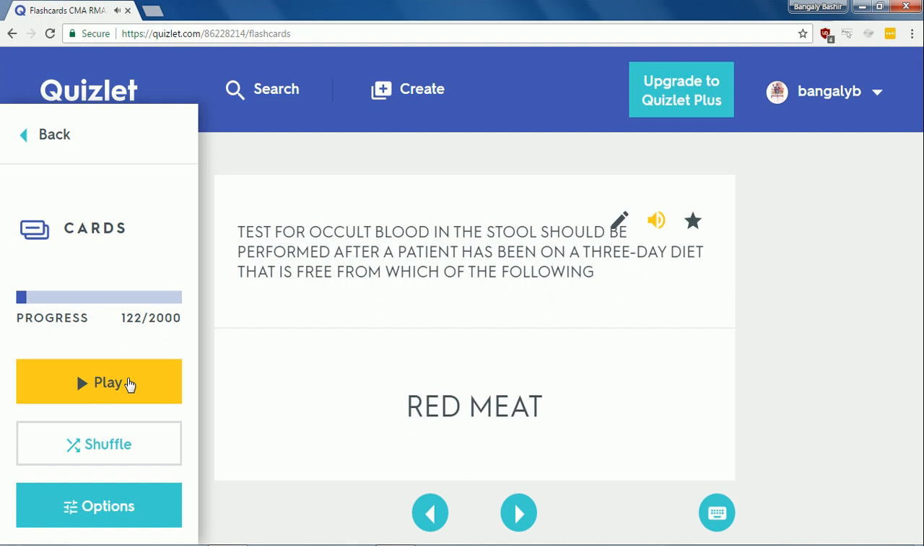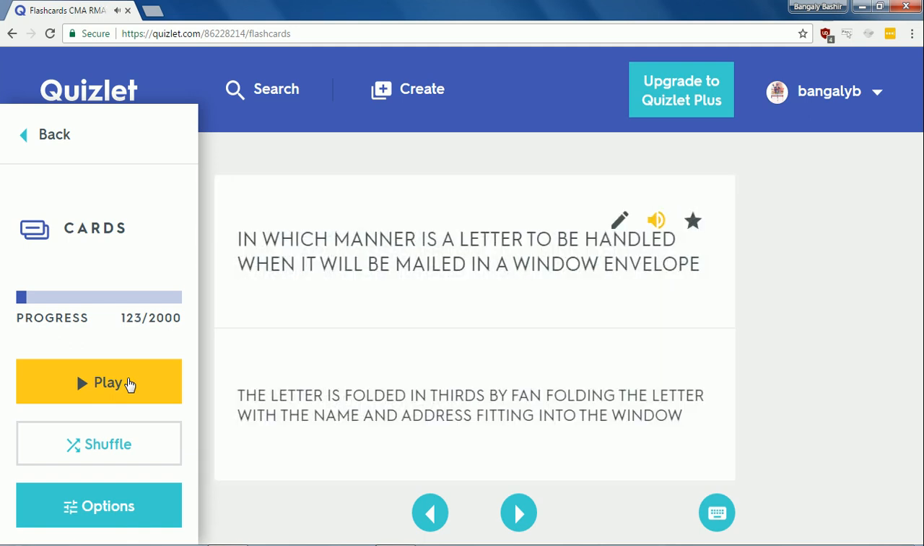Test for occult blood in the stool should be performed after a patient has been on a 3-day diet that is free from which of the following? Red meat. In which manner is a letter to be handled when it will be mailed in a window envelope? The letter is folded in thirds by fan folding the letter with the name and address fitting into the window.